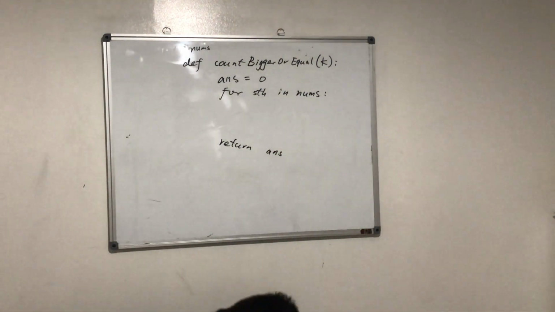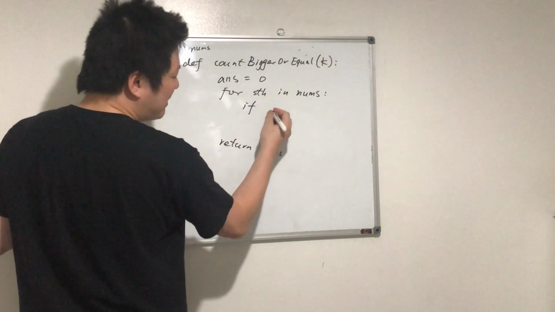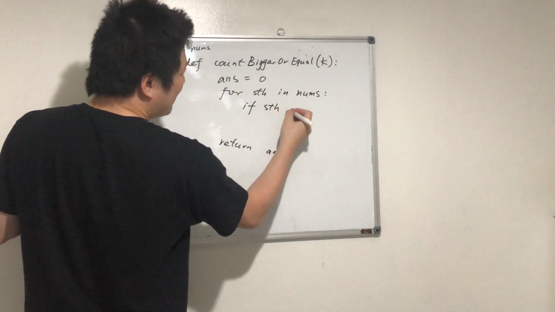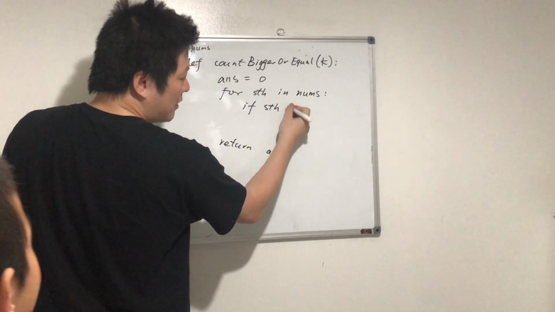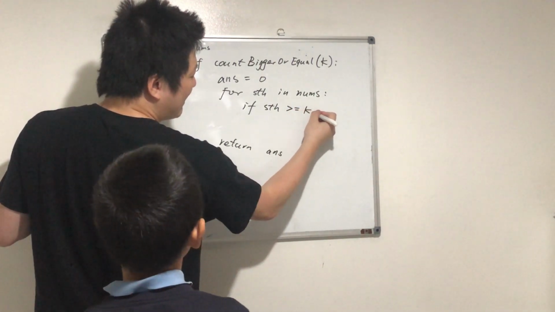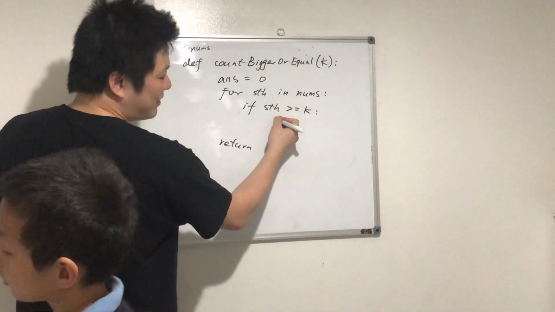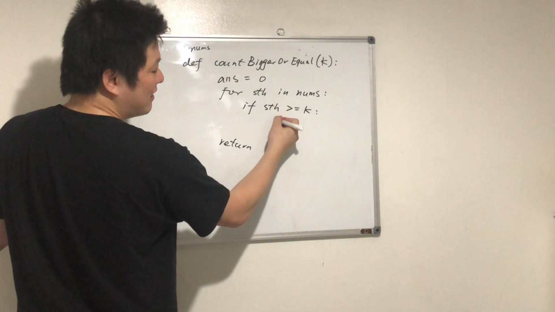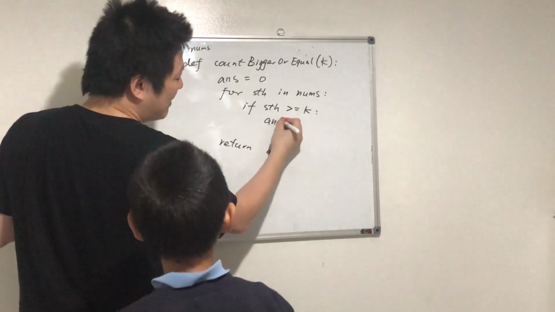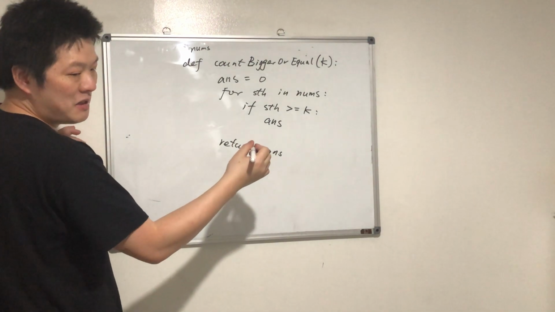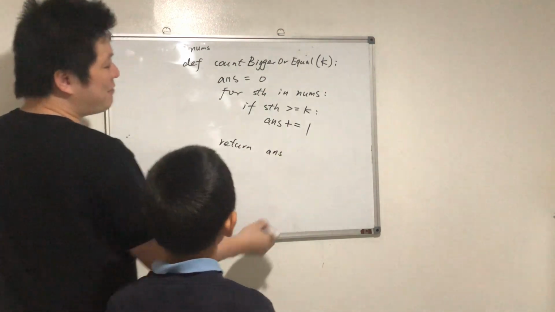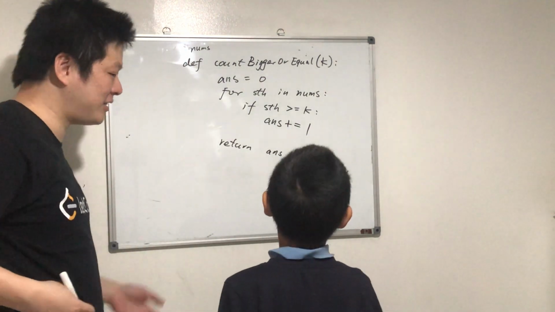What's next here? If nums something bigger or equal than k, right? Then what should we do with the answer? We want to count, so answer plus equals 1. Yeah, well done. That's not difficult, right?